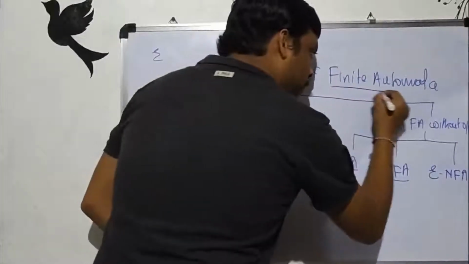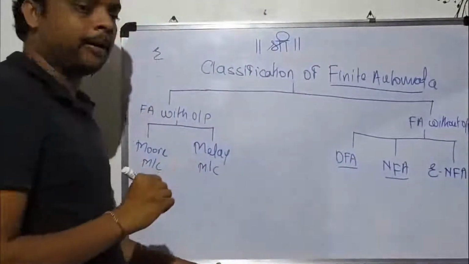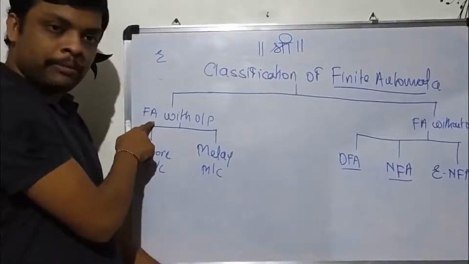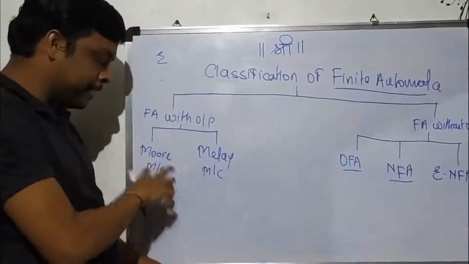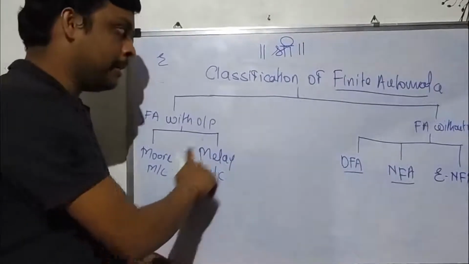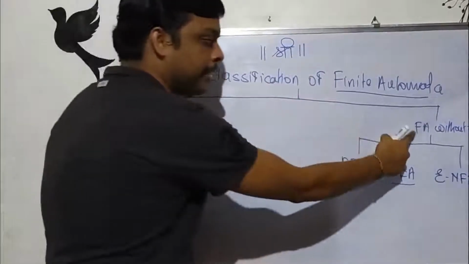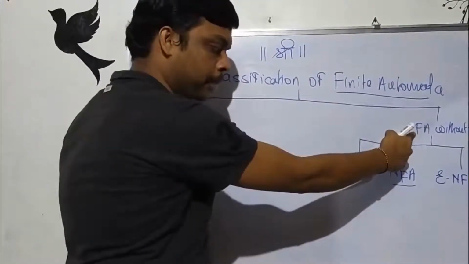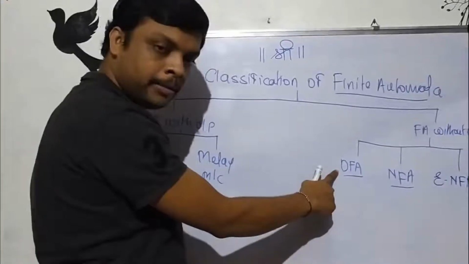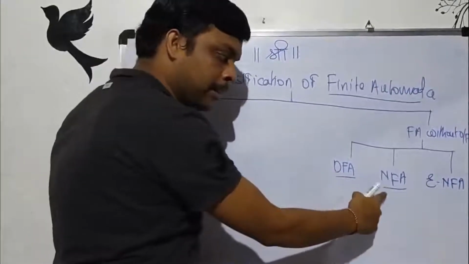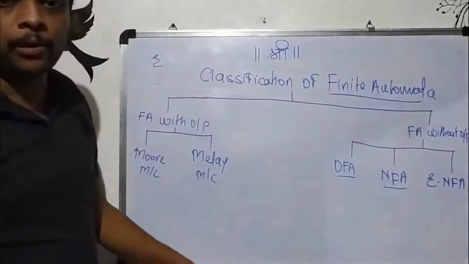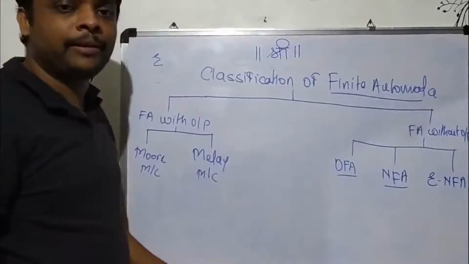Our main topic of discussion is classification of finite automata. It is divided into two types. First one is finite automata with output, which is further divided into two types, that is Moore machine and Mealy machine. And the second type is finite automata without output, which is further classified into three types. First one is deterministic finite automata, then non-deterministic finite automata, and finally epsilon NFA, epsilon non-deterministic finite automata.